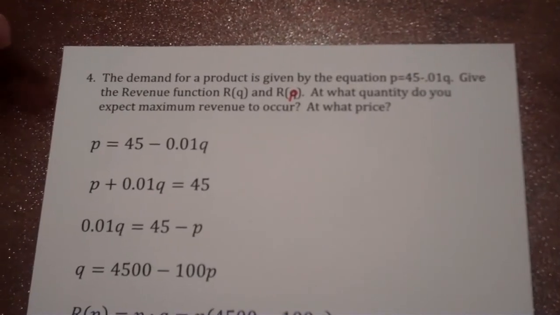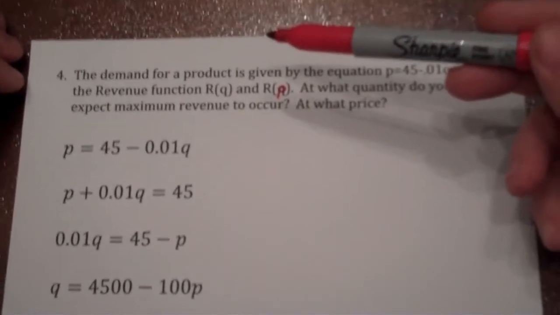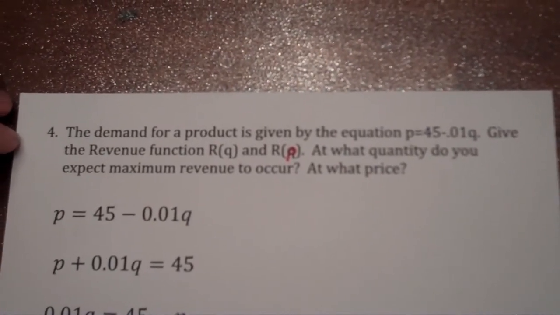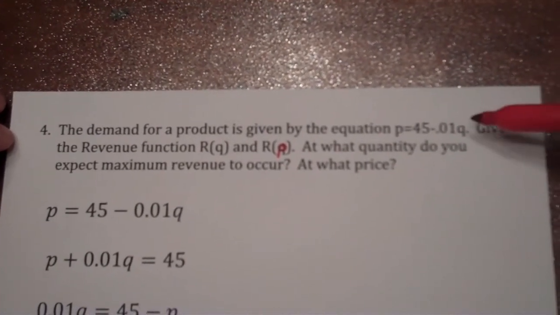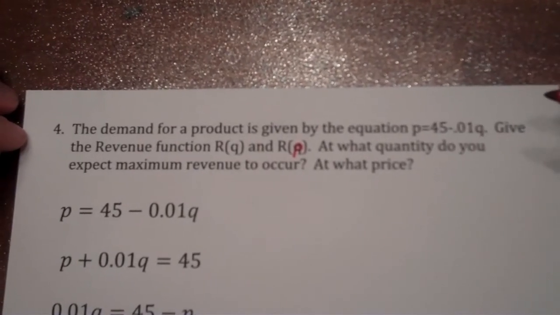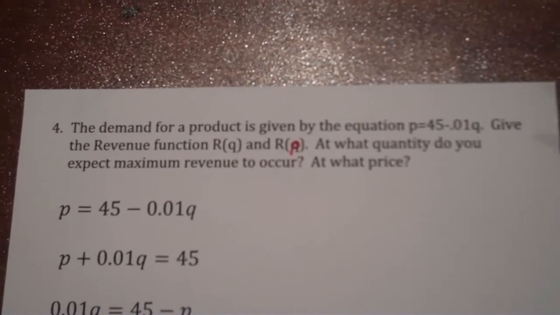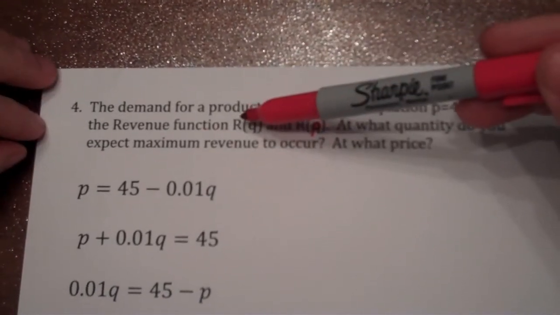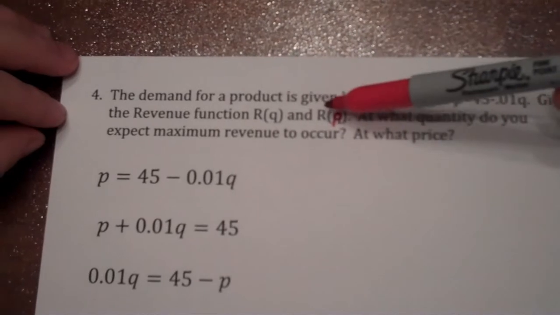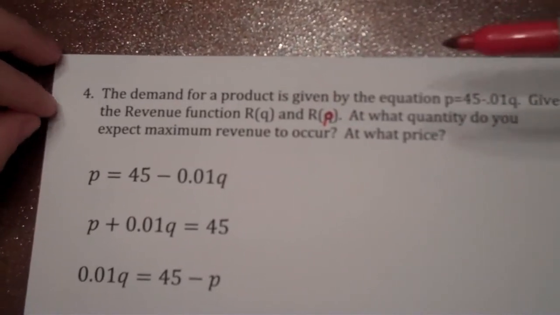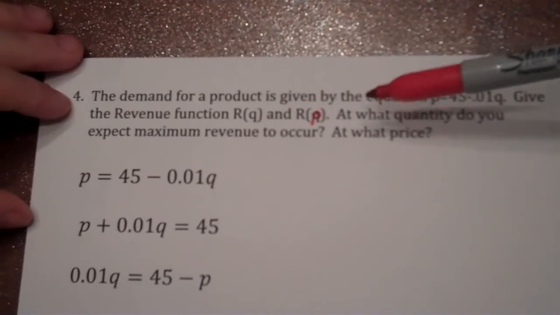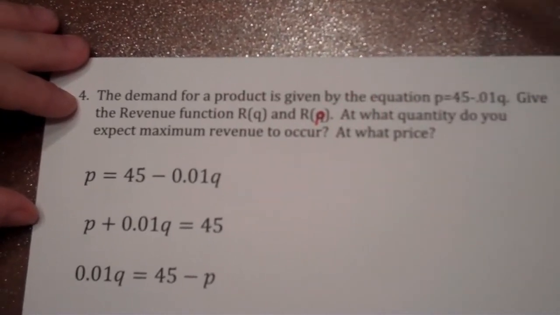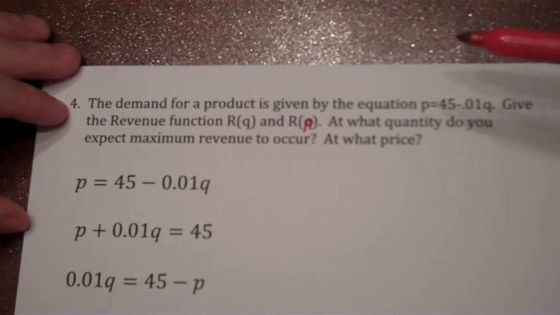So let's take a look at this first one. The demand for a given product is given by the equation P equals 45 minus 0.01Q, where Q is the quantity and P is the price. Given the revenue function, I want you to find the revenue function of R based on the quantity and for R based on the price. And once you have that, I want you to determine at what quantity you'll expect the maximum revenue to occur and what price you would expect that maximum revenue to occur.